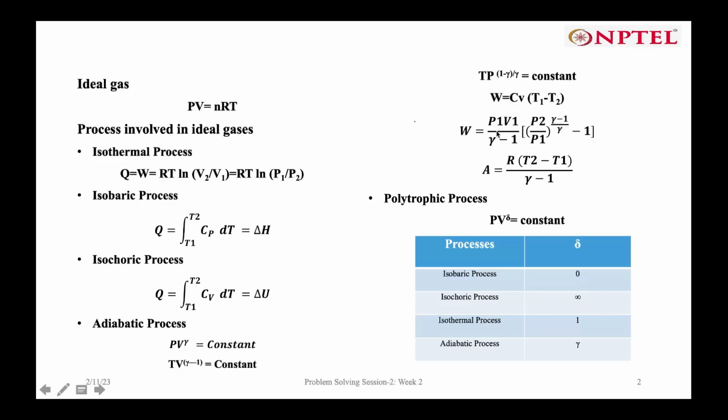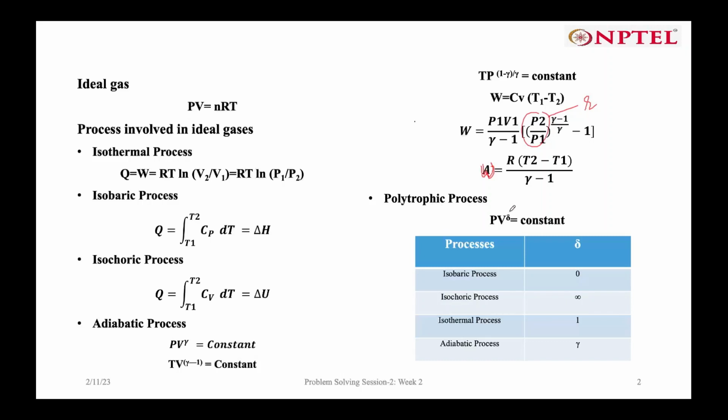Then here is one relation: W is equal to P1 V1 divided by gamma minus 1, into (P2 divided by P1) to the power (gamma minus 1) over gamma, minus 1. P2 divided by P1 is the compression ratio, which is indicated by R. This is the compression ratio. This should be the W.